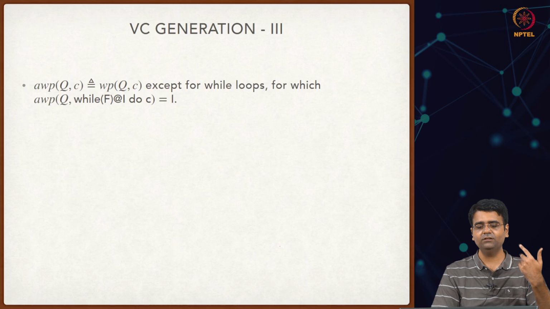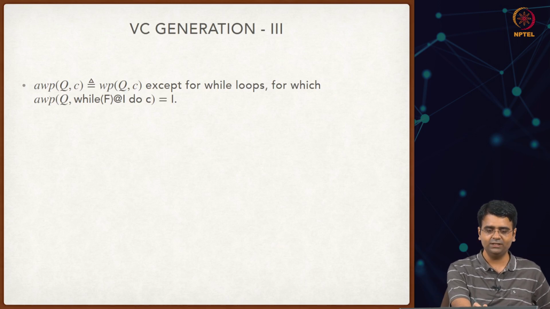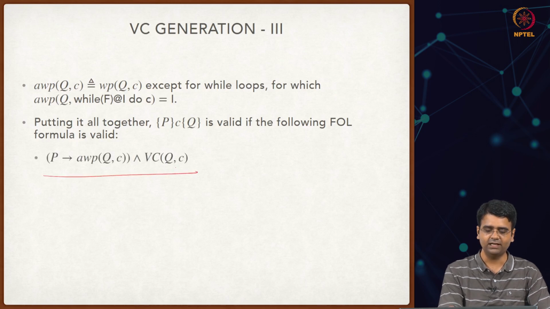Once we have defined the VCs, now we can define the AWP. AWP is simply going to be the same as WP for every program statement except for while loops. For while loops we are going to use the annotated loop invariant as the AWP, and the side conditions that we have calculated will ensure that this I is actually a correct loop invariant. Putting it all together, we say that this whole triple PCQ is valid if this formula is valid, which is P implies AWP of Q comma C, and VC of Q comma C.